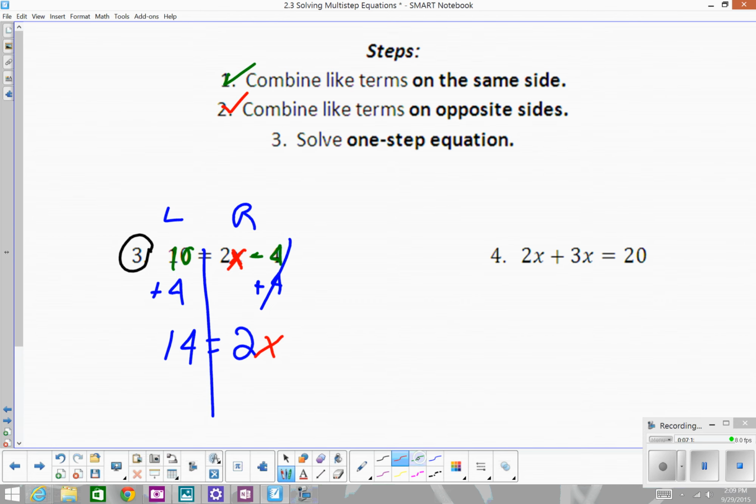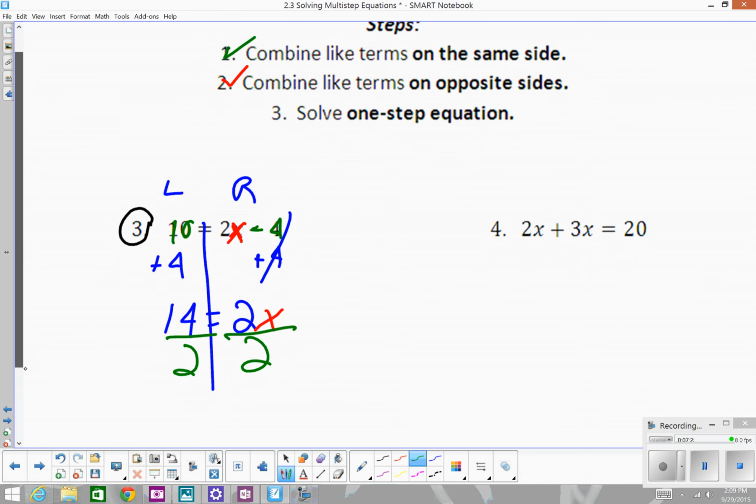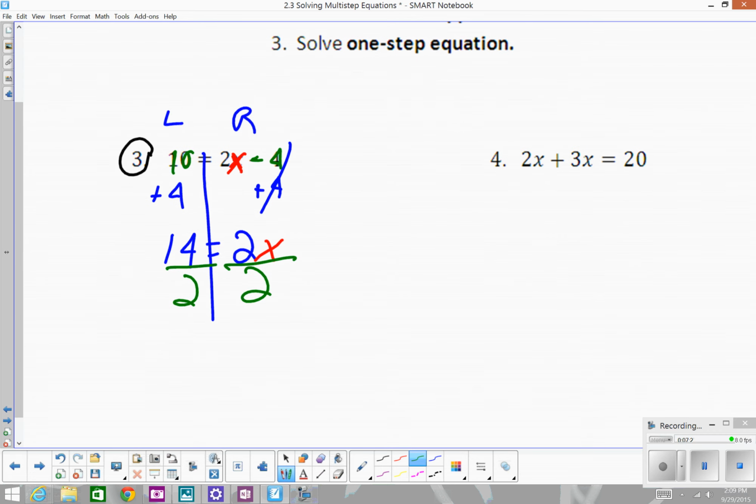Now, last step, I'm going to solve the one-step equation. 2 multiplied by x, undo that. Divide by 2, divide by 2. And when I simplify, I'm left with 14 divided by 2 is 7. 2 divided by 2 is 1, and I'm just left with x.